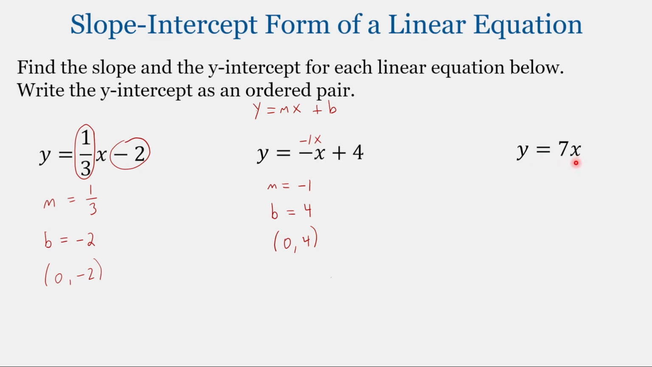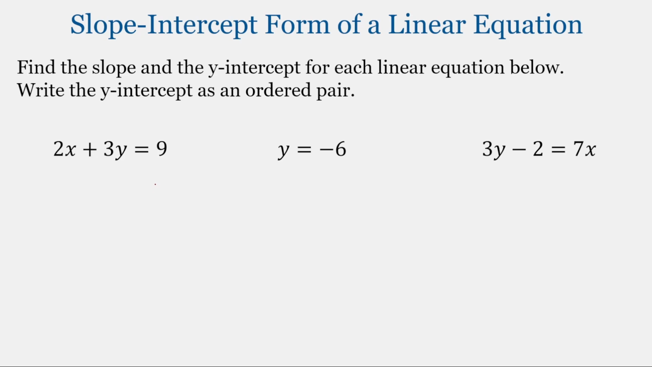For this last equation, we have y equal to 7x. This is also in slope-intercept form. So where's our b? Well, this is just like y equal to 7x plus 0. So it's going to cross the y-axis at 0. So our slope is equal to 7. b is equal to 0. And as an ordered pair, again, x is 0, and now y is also 0. So this is the origin of the graph.